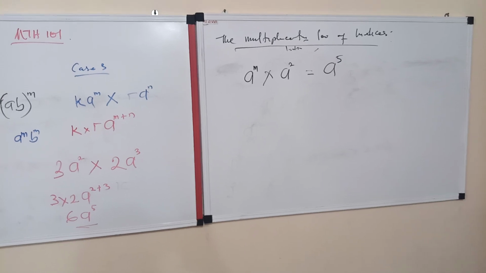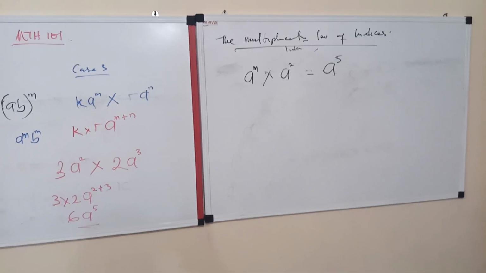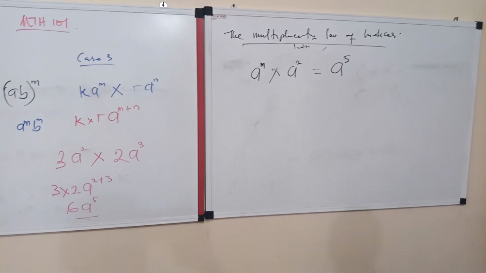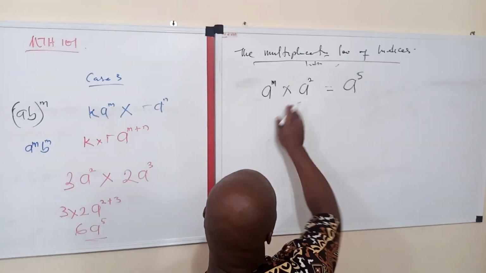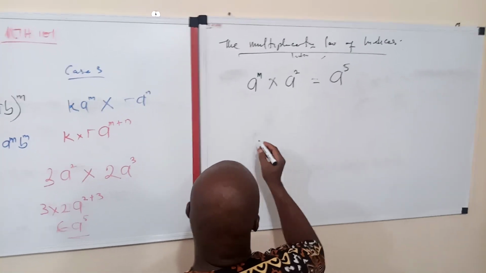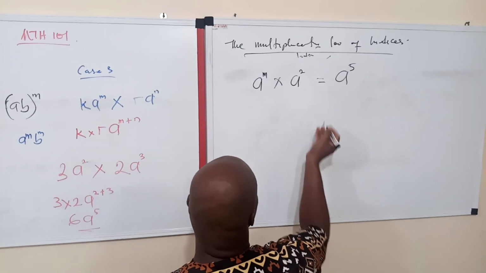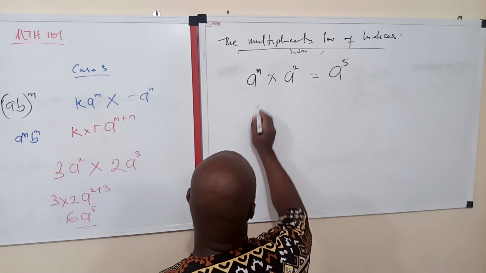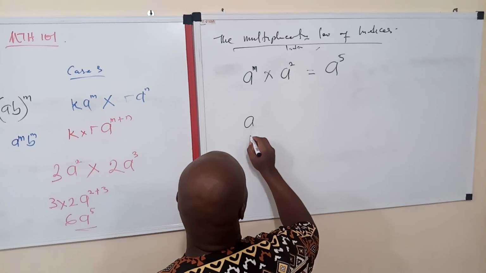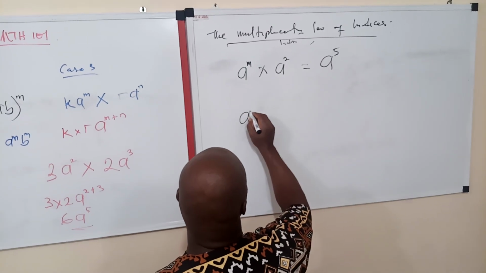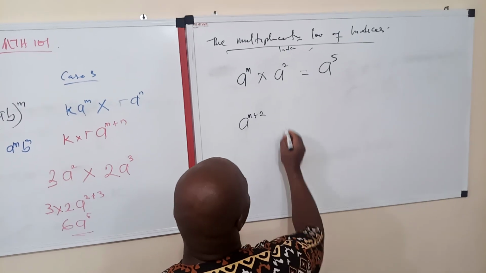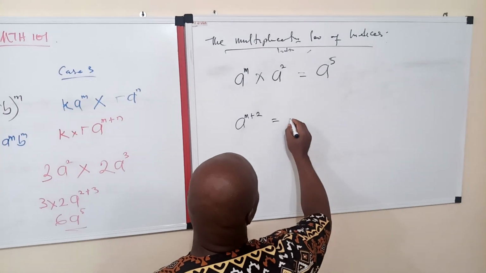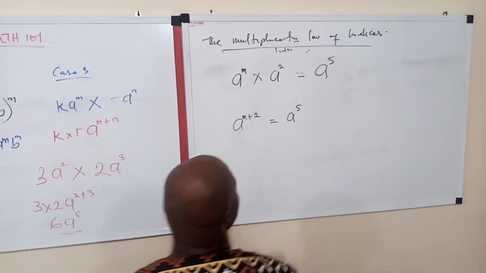Now, let's concentrate on the left hand side first. When you consider this side, you will see that the bases are the same. So we apply the first case that we considered, where the bases being the same, we take one of the bases, then we add the powers, equal to the other expression, a raised to power 5.